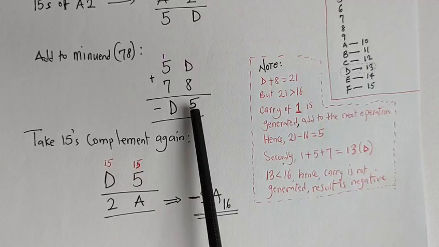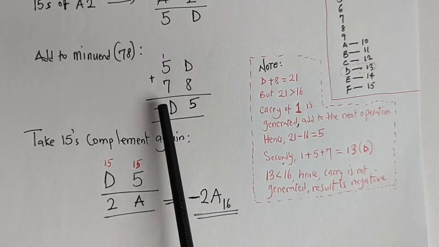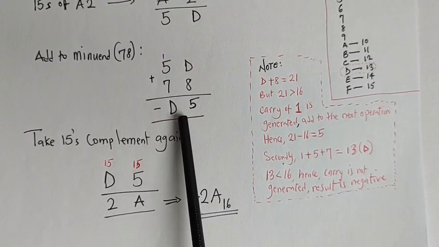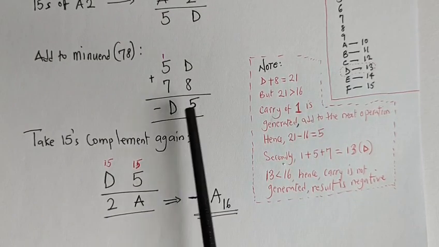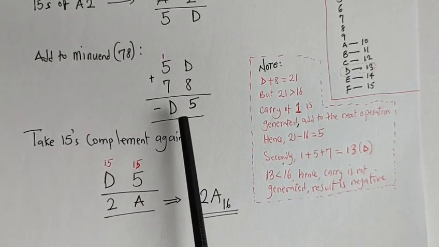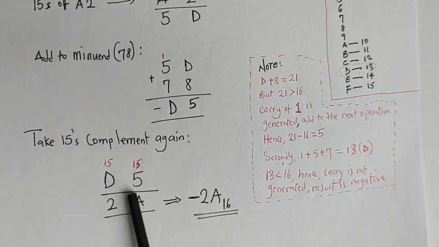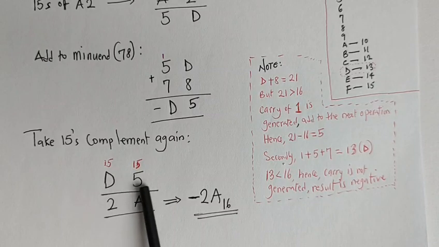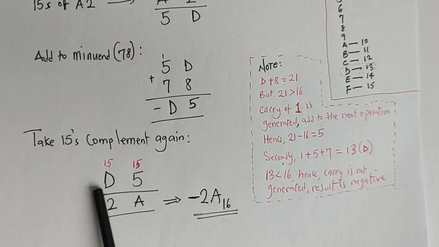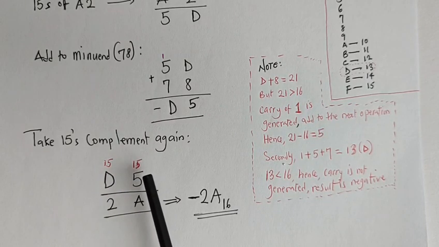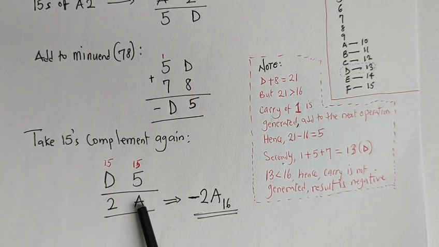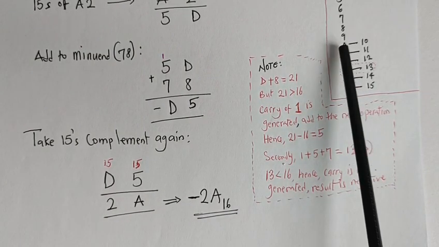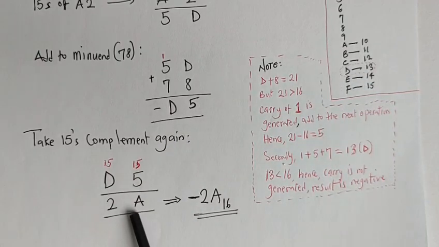So remember what the rule says. If carry is generated and the result is negative, we have to take the 15th complement again. So let's take the 15th complement again of D5. We're going to subtract each and every digit in this D5 from 15. Let's start from the right. 15 minus 5 is going to give us 10. We can't directly write 10 because 10 is equal to A. We're going to write A.